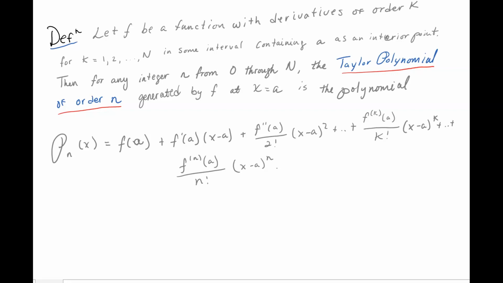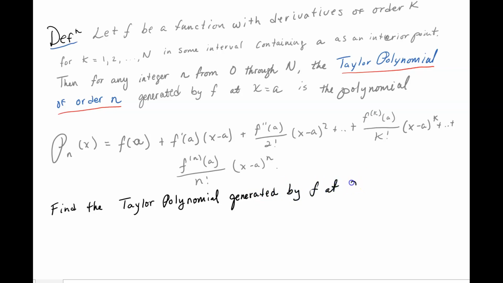So let's go ahead and take a look at a very simple example here, number 5. I say this is simple because it is a linear function that we're going to be taking a look at. Let me actually write out the instructions here. Let's say find the Taylor polynomial generated by f at x equal a. So there are the instructions.